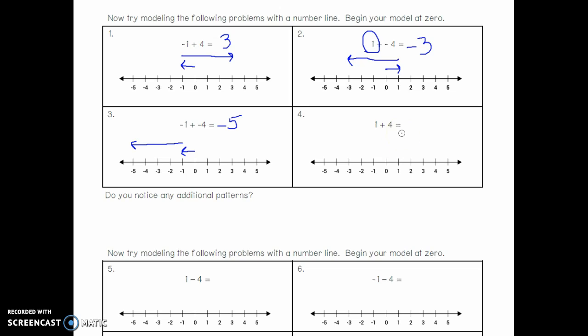This last one, ooh, that looks pretty easy. Start at 0, go to 1. This is old school math. From here, I'm going to go 4 to the right because they're positives. Where do I end up? I end up at positive 5.